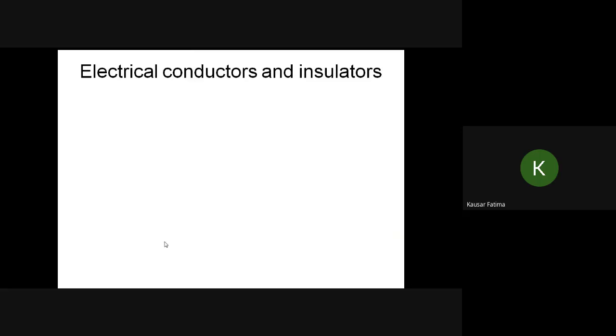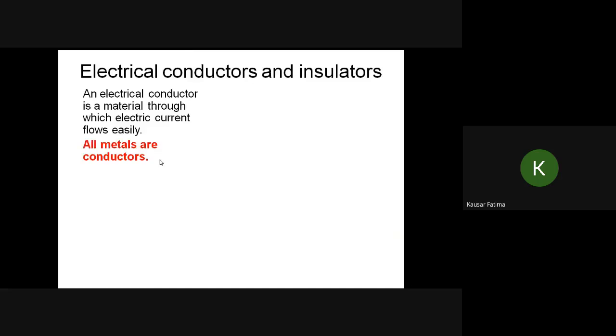Electrical conductors and insulators. Any conductor is a material through which electric current can flow. Metals are good conductors, you all know it. Electrical insulators have a very high resistance to the flow of electric current. But there is one thing: conductors cannot be charged by rubbing, and insulators can be charged by rubbing.